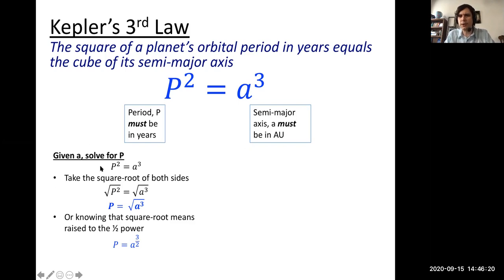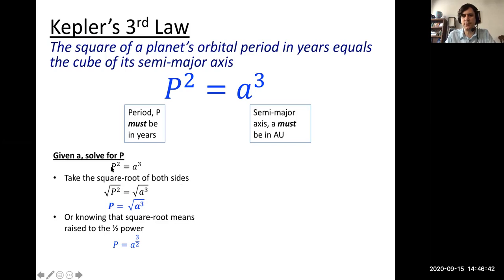So I'm just going to walk you through this, just in case you need to dust off a little bit of how you unsquare squares and how you solve equations. So let's say I give you the semi-major axis and you have to tell me the orbital period. So given A, solve for P. P squared equals A cubed. So how do you get rid of a square? Well, you take the square root.